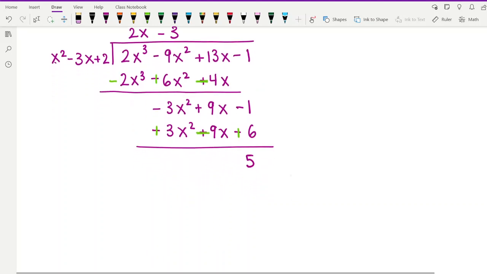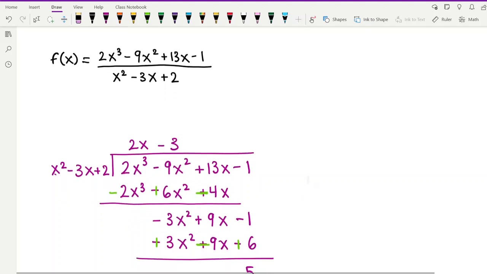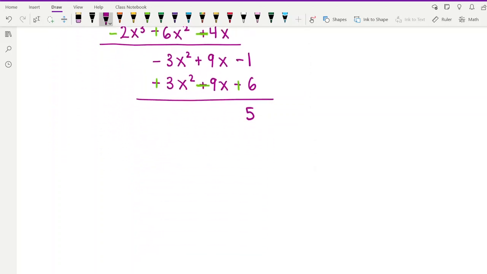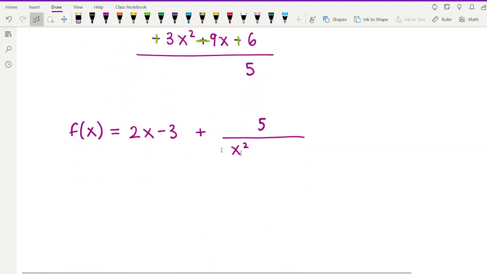What this tells us is that our original function f of x, instead of being written the way it was originally written, can also be written as our quotient, our answer, which was 2x minus 3, plus our remainder, which is 5, over the denominator, the thing we were dividing by. So we have 5 over x squared minus 3x plus 2.